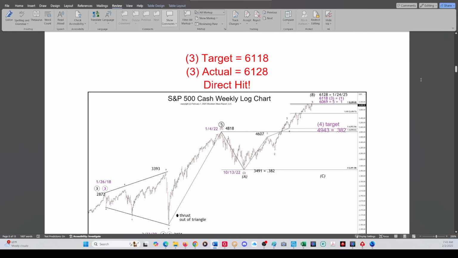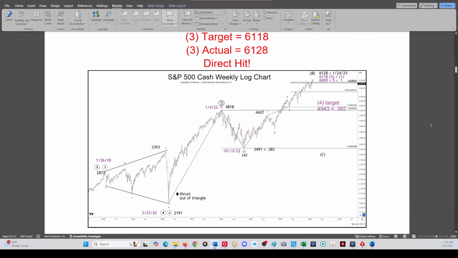Okay. This is our long-term chart, the weekly chart of the S&P. We've had this target of 6118 for literally years. Okay, looking at this expanded triangle for wave 4, which we called early, back around the B wave high. We're looking for higher highs and lower lows. We got it, and that's a pandemic low there. Okay, that's a 4 either way.